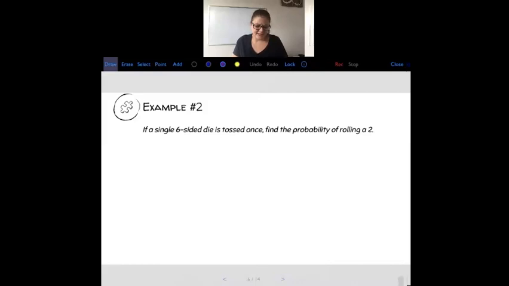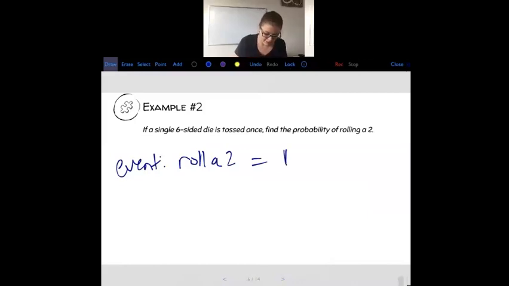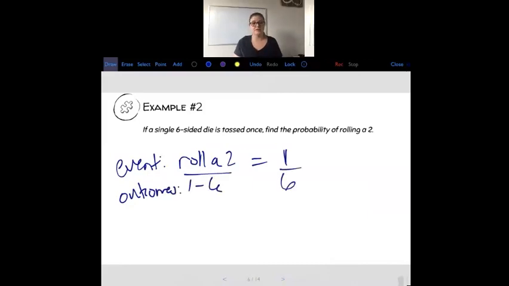Example 2, a 6-sided die is tossed once. Find the probability of rolling a 2. So in terms of our event, we want to roll a 2. That's what we want, and there's one way to do that. Okay, there's only one 2 on a 6-sided die. Our outcomes are the numbers 1 through 6. So there are 6 possible outcomes, so the probability of rolling a 2 is 1 out of 6.